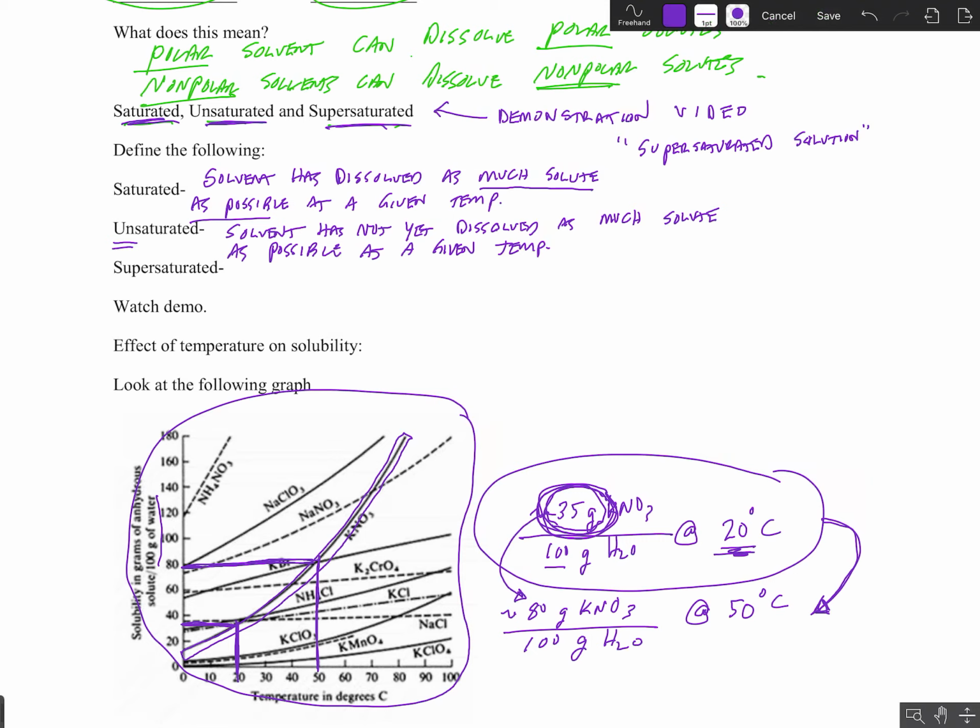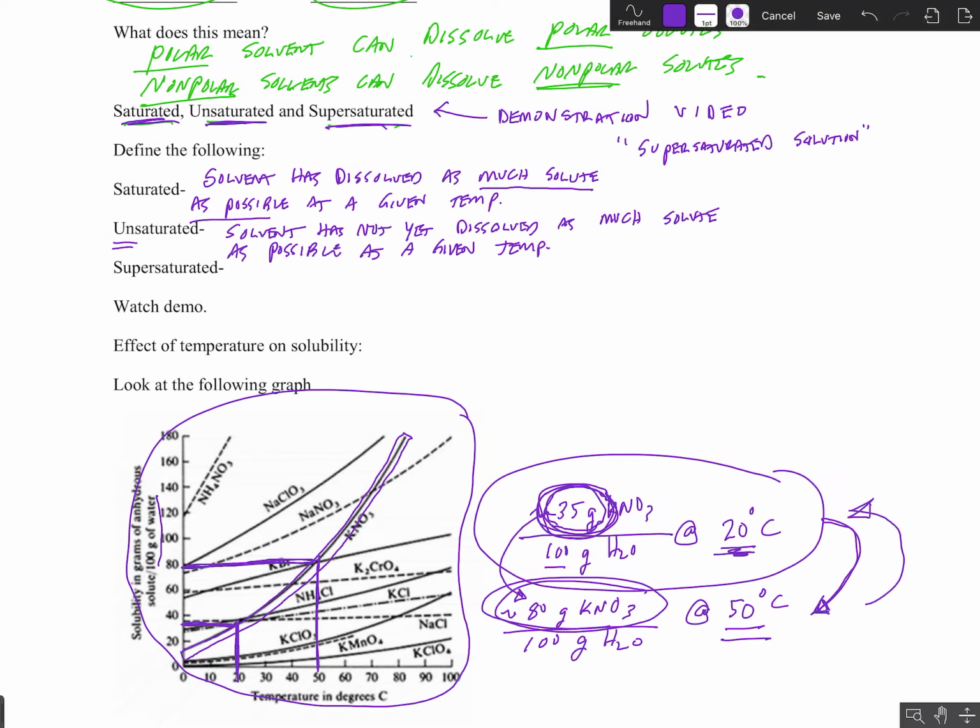So let's go ahead and dump in enough to make it 80 grams. So now I'm here at 50 degrees Celsius, and I have 80 grams of potassium nitrate in my water. Got it? It's now saturated. Okay, what if I cooled my water down? What if I cooled it back down to 20 degrees Celsius? I wouldn't be able to dissolve all 80 grams. I can only dissolve 35 grams. So the difference would end up precipitating out.